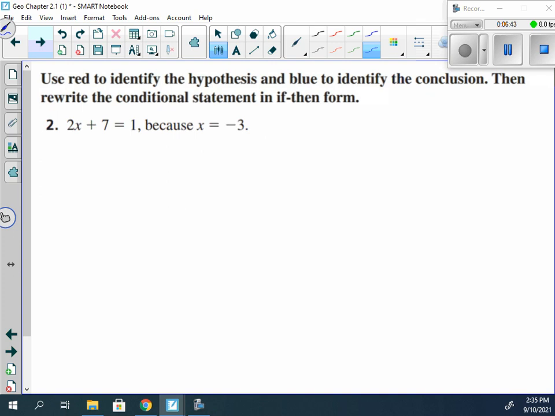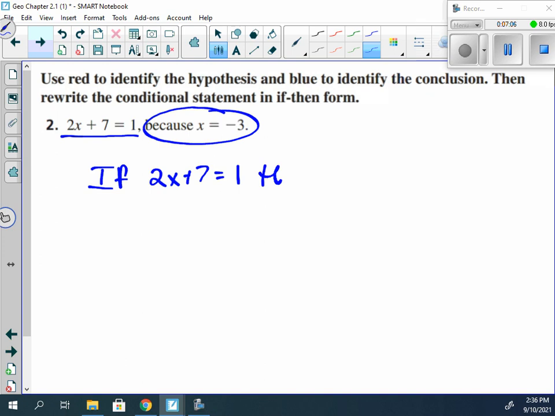x is equal to -3, so 2x plus 7 equals 1 because x is equal to -3. What's our hypothesis? And the conclusion? So our if-then statement would be what? If... and that's it. Questions on this here?